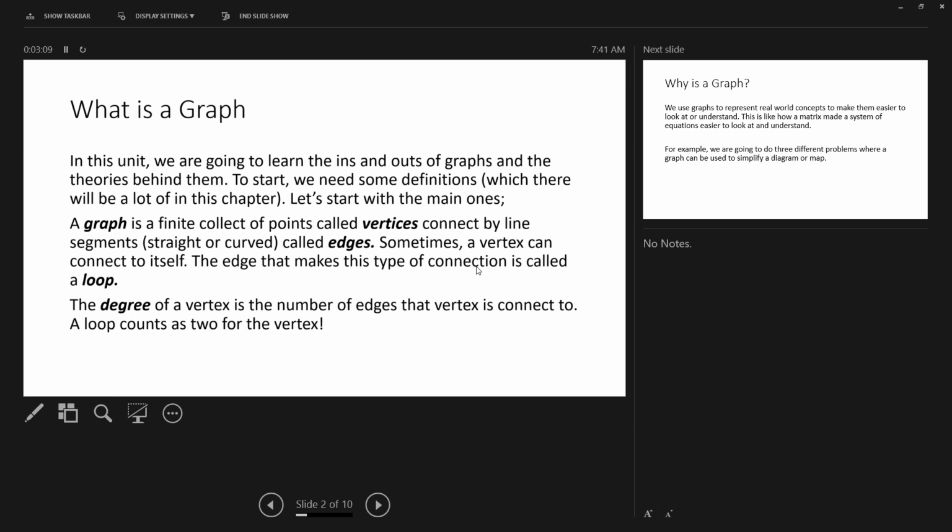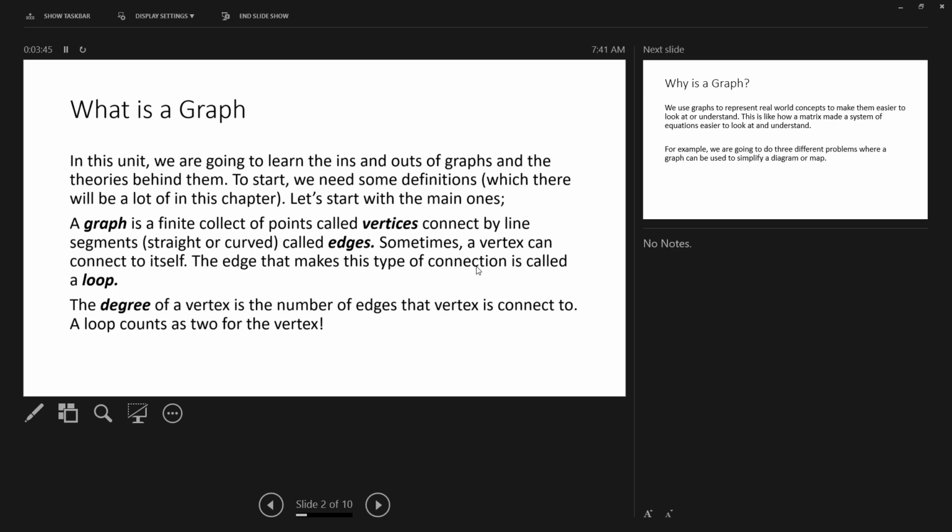And these vertices are connected by line segments, and these don't have to be straight. They're straight or curved. That's not the same definition of line segment from geometry. It's slightly different, okay? And these line segments are called edges. Sometimes a vertex can connect to itself, and the edge that makes this type of connection is called a loop. So vertices are points. Edges are lines that connect points. And a loop is an edge that connects a point back to itself in one go without crossing any other points.